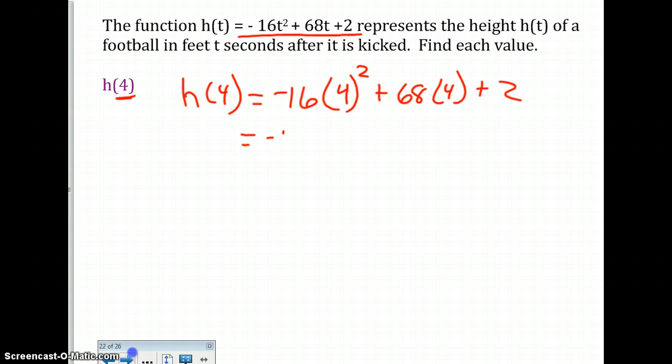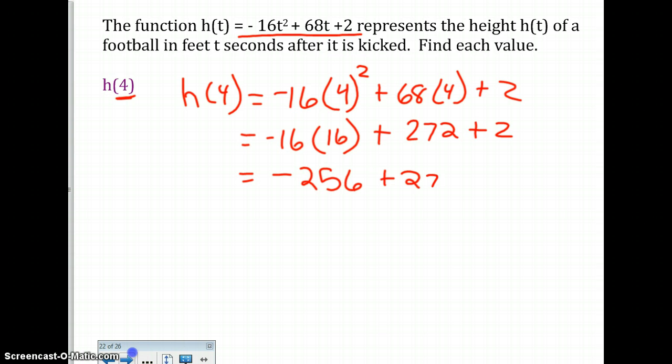Now we can go ahead and just simplify. That's going to be 272 plus 2. And then we have negative 256 plus 272 plus 2. And once we combine all of these terms, we end up with 18. So in this particular one, it's 18.